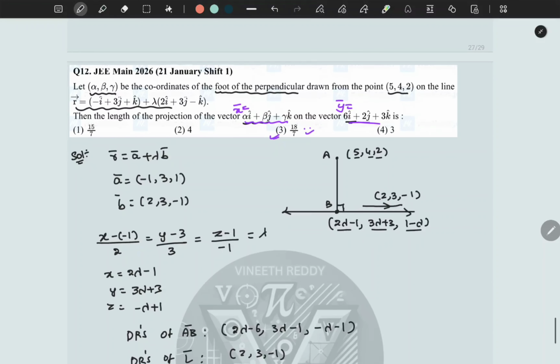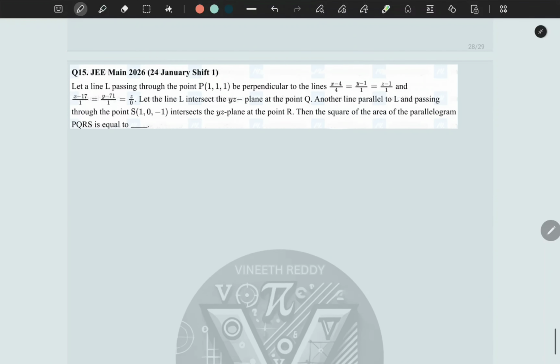Now let us go to the next question, dear students. The next question says, let a line L passing through the point P (1, 1, 1) be perpendicular to the lines, okay, this and this. Let the line intersect the YZ plane at the point Q, fine. I think till here we can identify the line L and the point Q also.